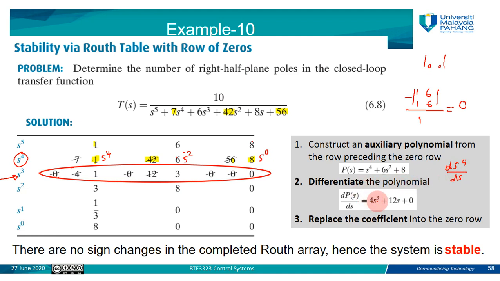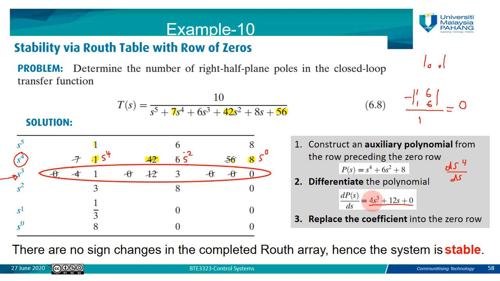So it will be 4s cubed. I differentiate the polynomial here: the derivative of this one will be 4s cubed, the derivative of this one will be 2 times 6, which is 12s, and the derivative of 8 becomes 0. So I have a new polynomial, 4s cubed plus 12s plus 0. The coefficients for s cubed, s, and s to the power of 0 will replace the row of zeros.